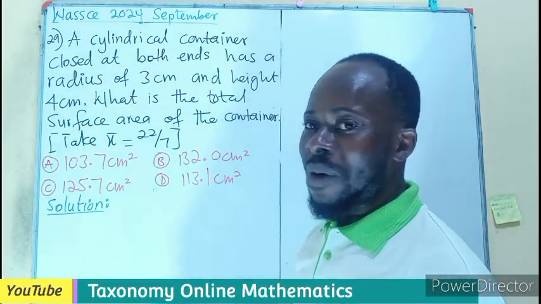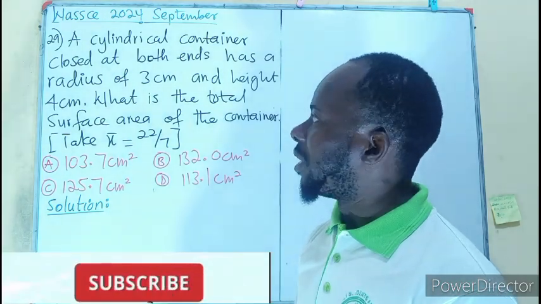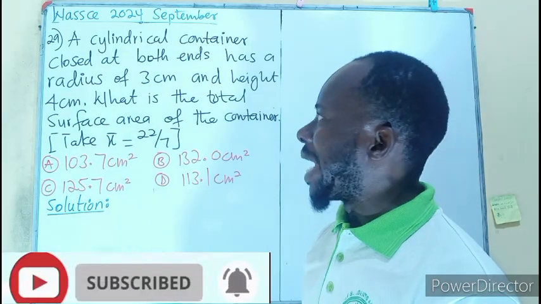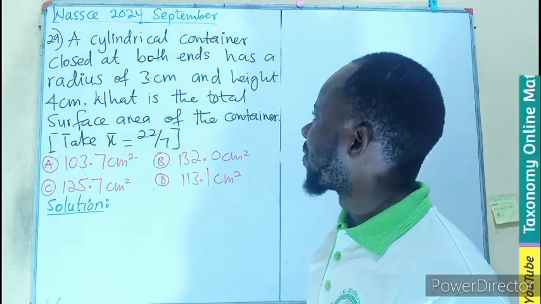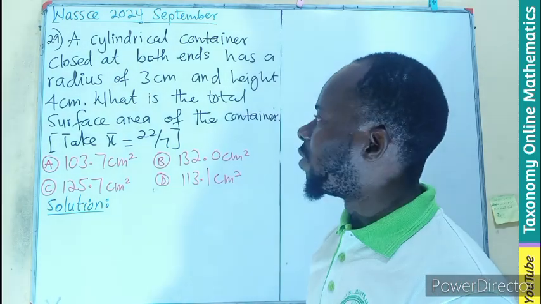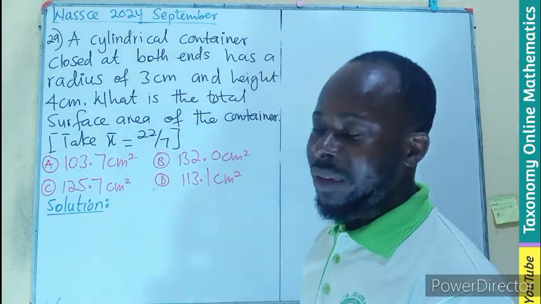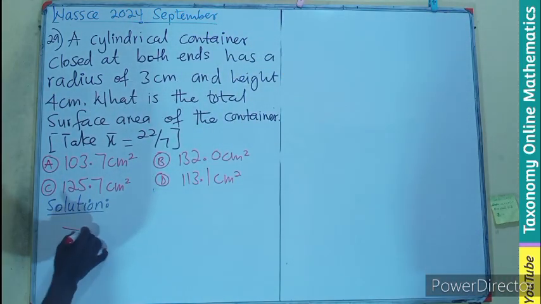We are having question 29 of the WASSCE September 2024 edition. A cylindrical container closed at both ends has a radius of 3 centimeters and a height of 4 centimeters. What will be the total surface area of the container? So let's make a sketch of what that container will look like.